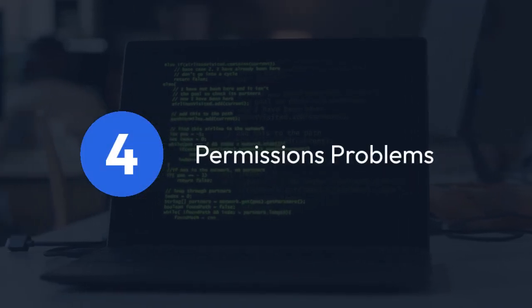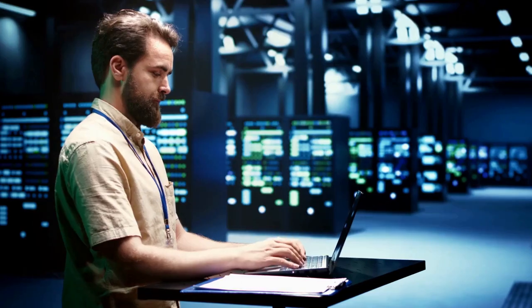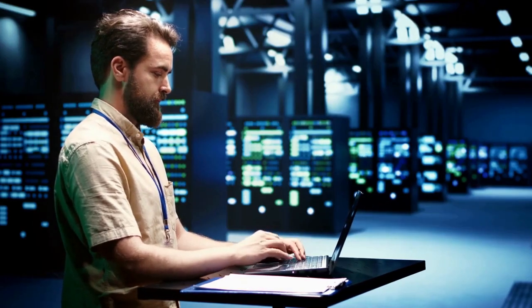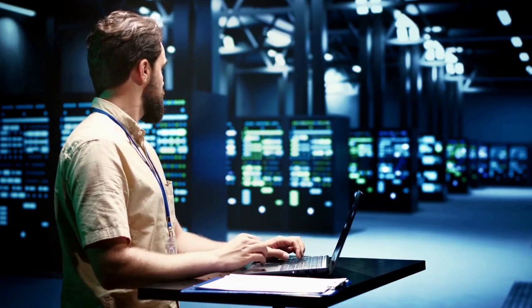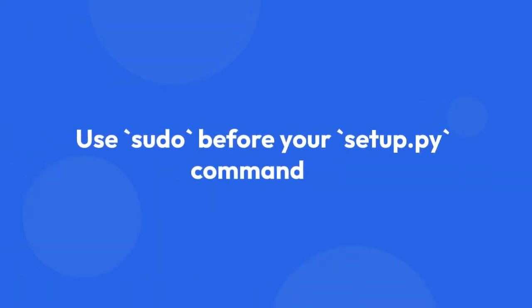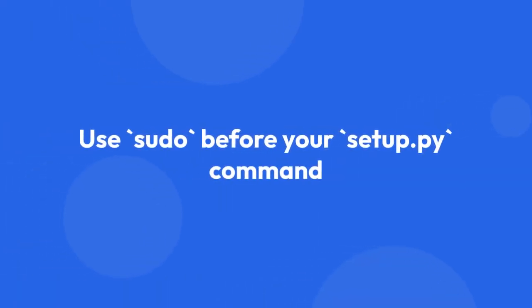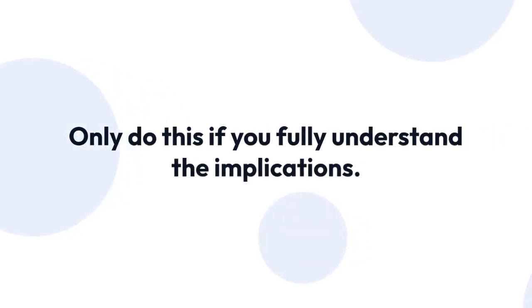4. Permissions problems. If you encounter permission errors during the build process, you may need administrator, root privileges. Use sudo before your setup.py bdist_wheel command, but be very careful with sudo as it gives elevated access, which could be risky. Only do this if you fully understand the implications.